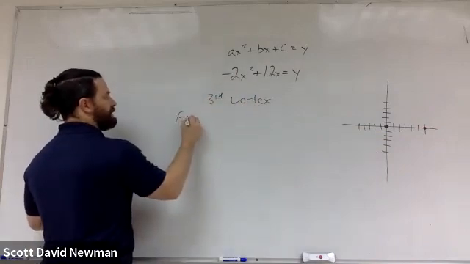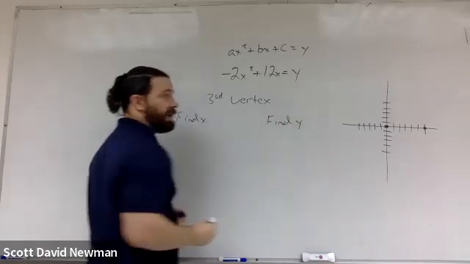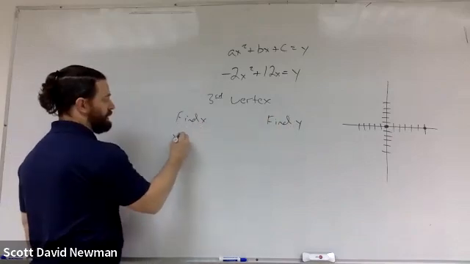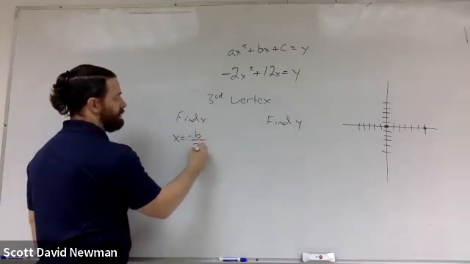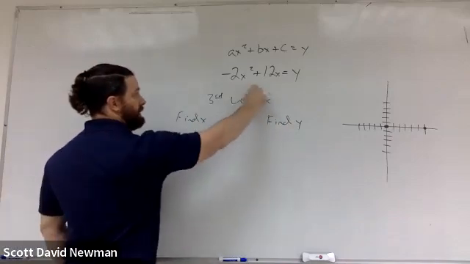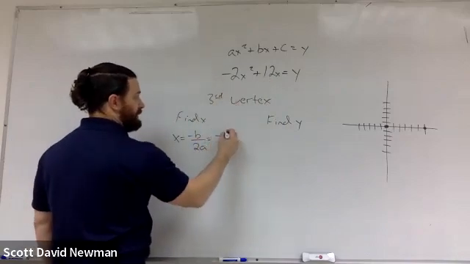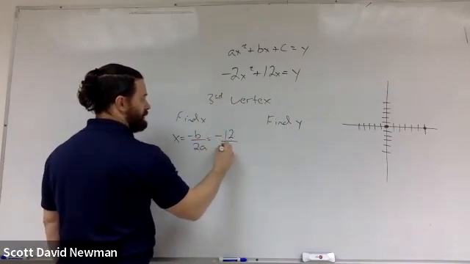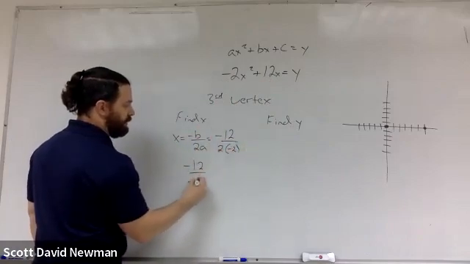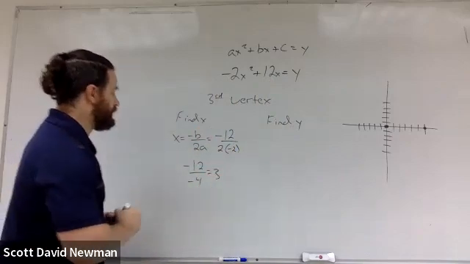So find x and find y. To find the x again, remember we use a little formula, x equals negative b over 2a. So my b value right now is 12, and my a value is negative 2. So that's going to be negative 12 over 2 times negative 2. That's going to give me negative 12 over negative 4, which is going to equal a positive 3. So x equals 3.